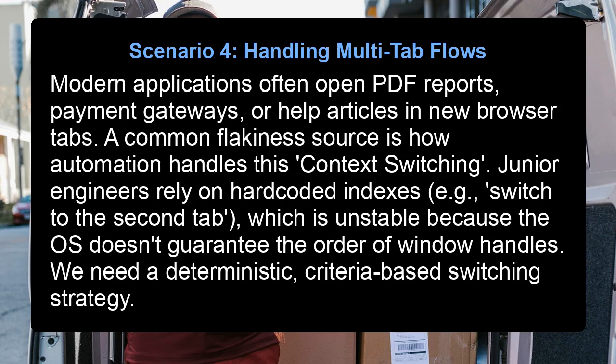Scenario 4. Handling multi-tab flows. Modern applications often open PDF reports, payment gateways, or help articles in new browser tabs. A common flakiness source is how automation handles this context switching. Junior engineers rely on hard-coded indexes, for example, switch to the second tab, which is unstable because the OS does not guarantee the order of window handles. We need a deterministic, criteria-based switching strategy.